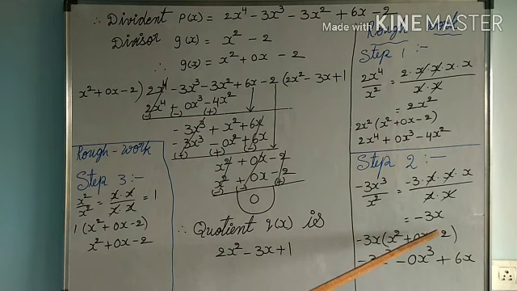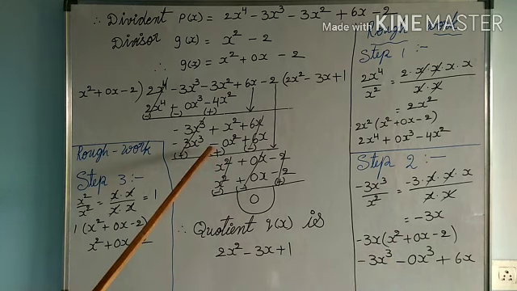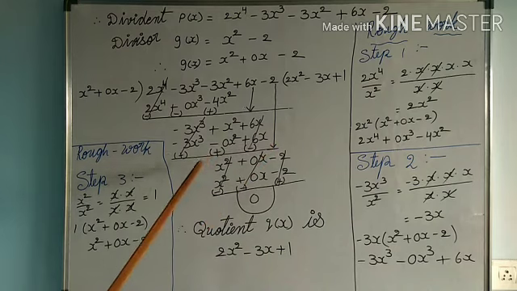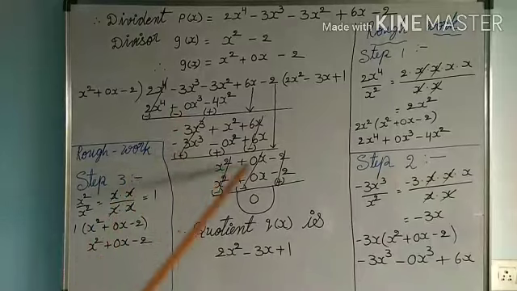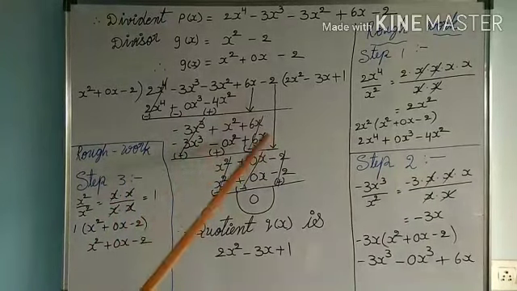Multiply minus 3x into the total divisor: minus 3x into x square, minus 3x cube. Minus 3x into 0x, 0. Minus 3x into minus 2, plus 6x. Write the same answer here: minus 3x cube minus 0x square plus 6x. Now change the symbols of this particular step, that is, the last second polynomial.